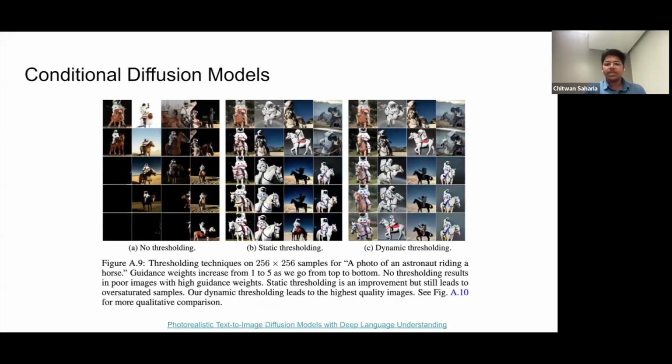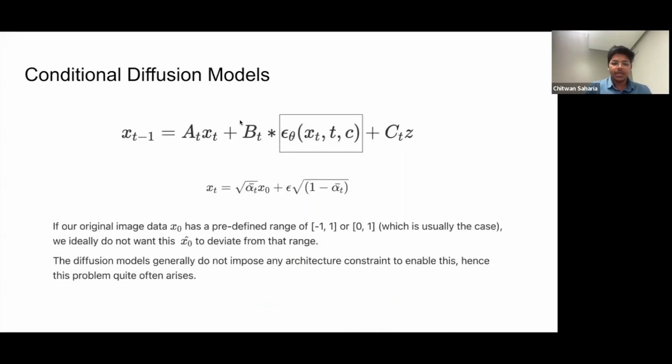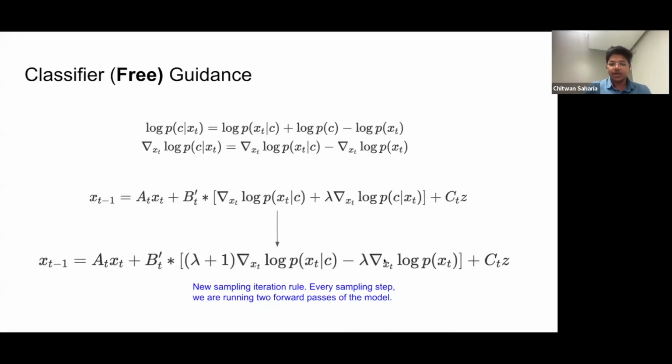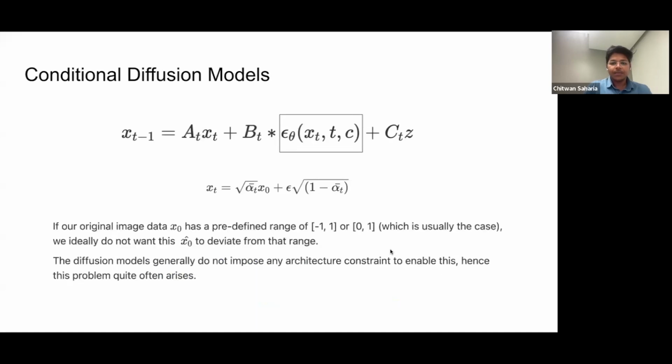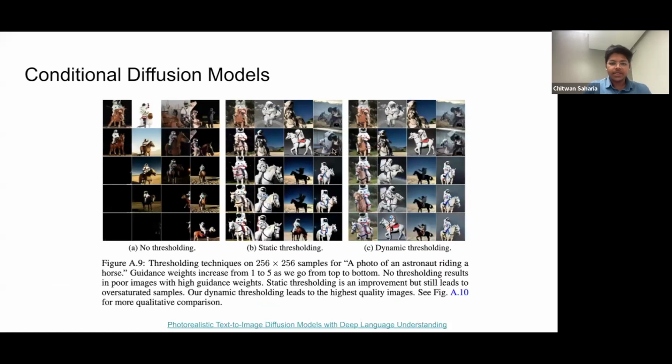And here I'm showing some samples that we had originally from the text to image model. On the left side, you can see that we are doing no thresholding. Each row is a different guidance weight. The first row is guidance weight of 1. Guidance weight of 1 basically means no guidance in classifier free guidance. If you plug 1 here, then this zeroes out. The second row is guidance weight 2, and so on, up until guidance weight of 5.